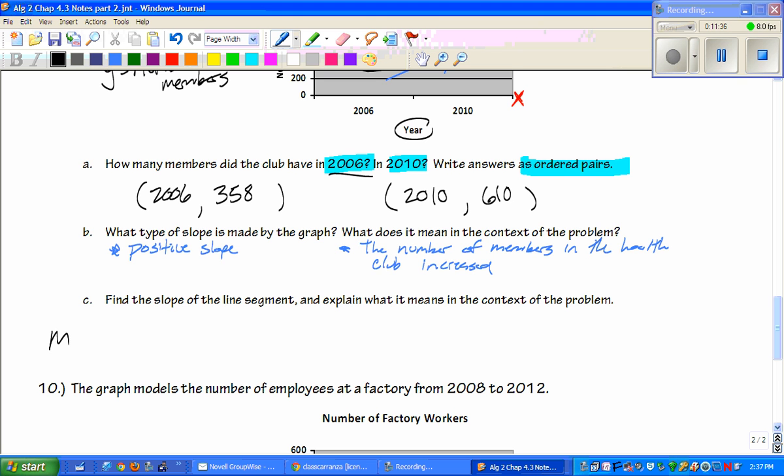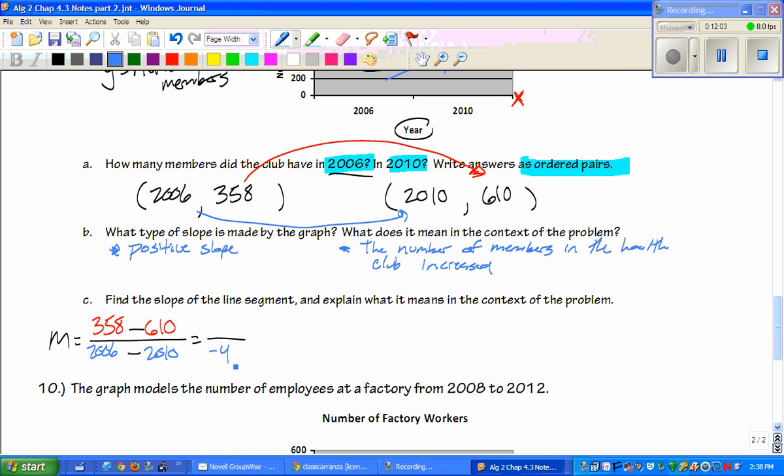Now, finding the slope is using the equation. The Y's go on top, and the X's go on the bottom. So, the bottom you should be able to do right away and know that that's -4. Now, the other one is 610 minus 358, okay? You need to remember how to do the subtraction. You get 252, and that's going to be a -252.